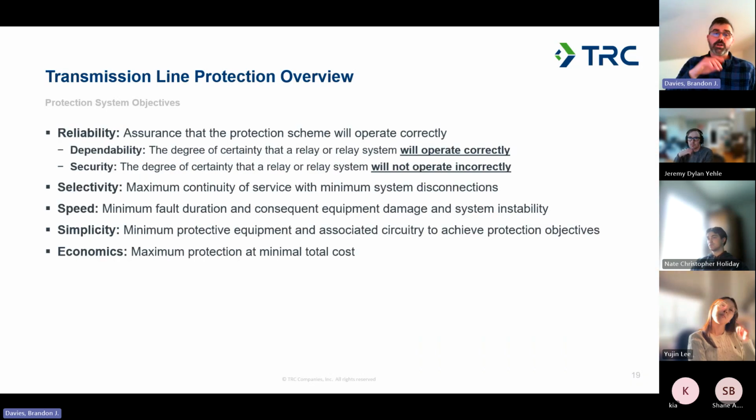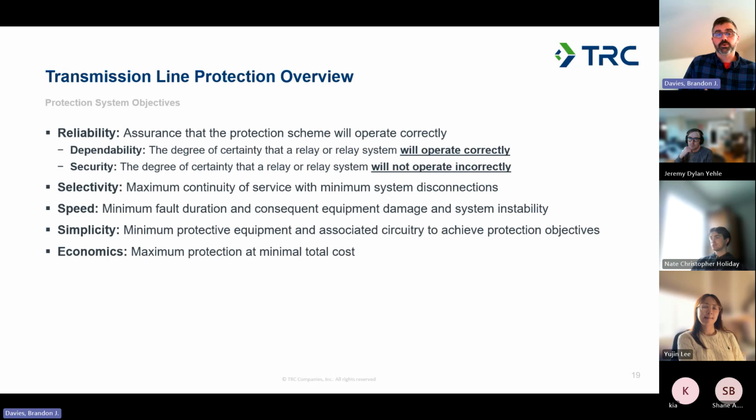So I did want to touch broadly on these concepts, and I'm sure some of the other presenters have talked about them throughout the classes here. Generally, when you're discussing any protection system, the best way to describe it is with these protection system objectives. When we evaluate the adequacy of a protection scheme, these are the things protection engineers should frame that evaluation on. The first one is reliability, which is the assurance that the protection scheme will operate correctly. That's a big one. We want to make sure our protection scheme is doing what it's intended to do.